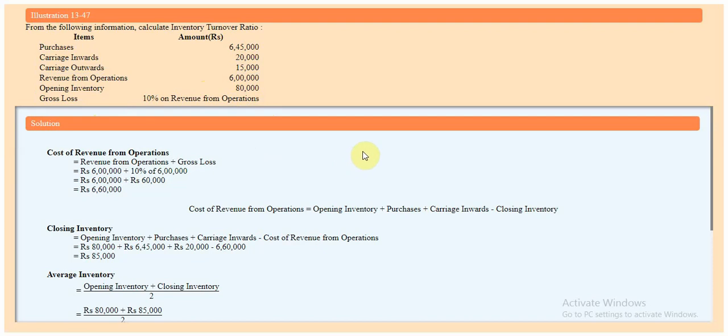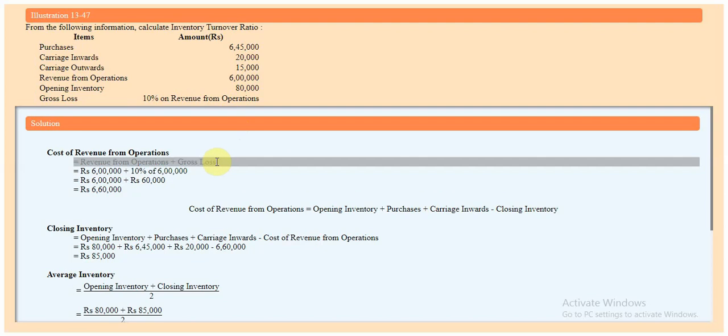We need the numerator, which is cost of revenue from operations. How do we find out cost of revenue from operations? We know that cost of revenue from operations is revenue from operations minus gross profit. Because it was profit, we had to reduce it from the revenue from operations. And in this question, because it is given as gross loss, we have to add it to revenue from operations. Are you getting it clear, friends?